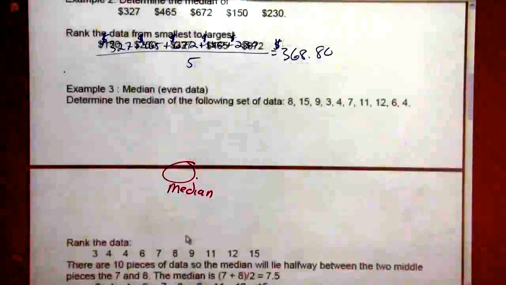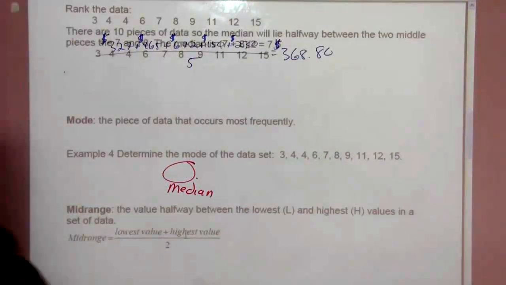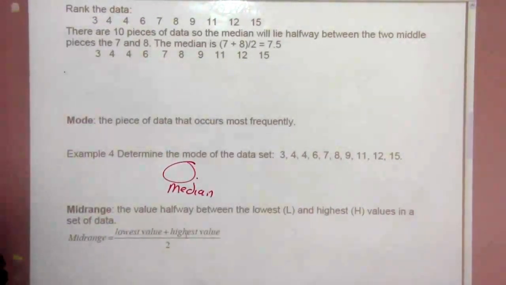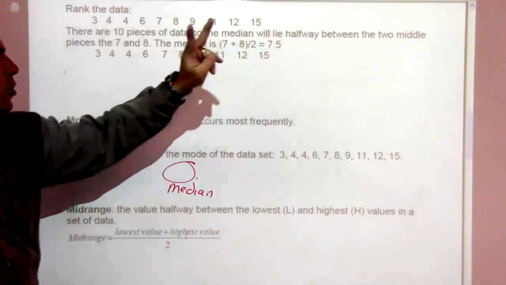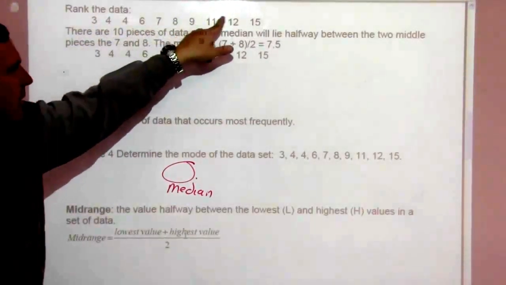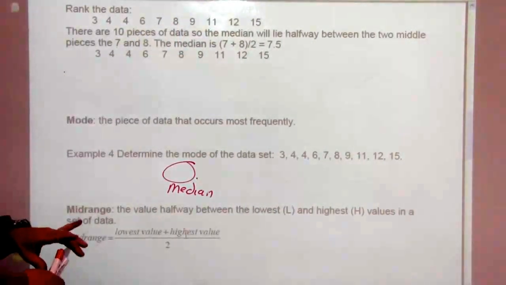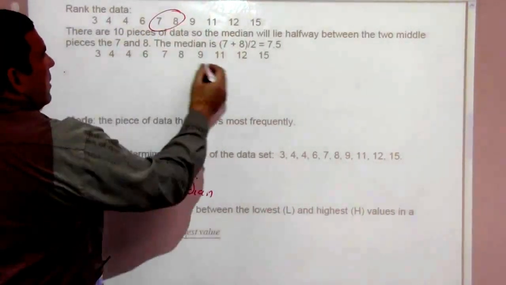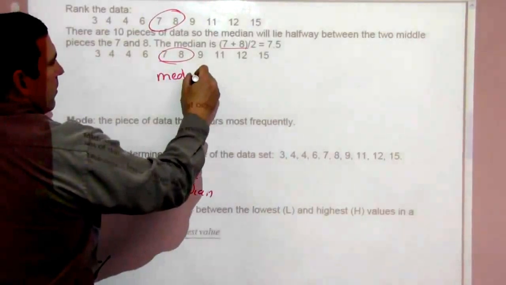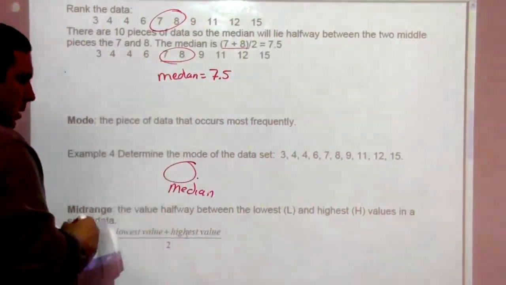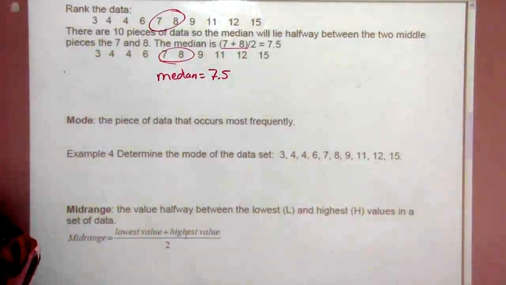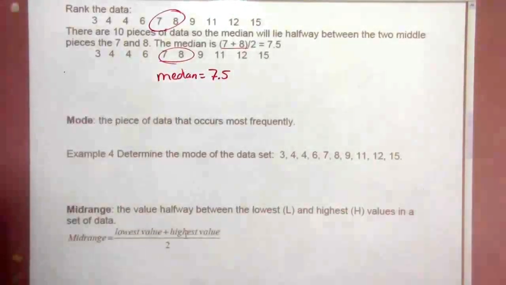Going to the next page here, I've ranked the data from small to large. 4 occurred twice. That's why it was listed twice. So there are 10 pieces of data, so the median will lie halfway between the 2 middle pieces, between the 7 and the 8. So there's 1, 2, 3, 4, 5, 6, 7, 8, 9, 10, so our 5th and 6th, between the 7 and the 8. 7 plus 8 is 15, divided by 2 is 7.5. So the median here is 7.5. It's between the 2 middle, because this is an even set of data. So for an even set, you look at basically the average of the 2 in the middle.